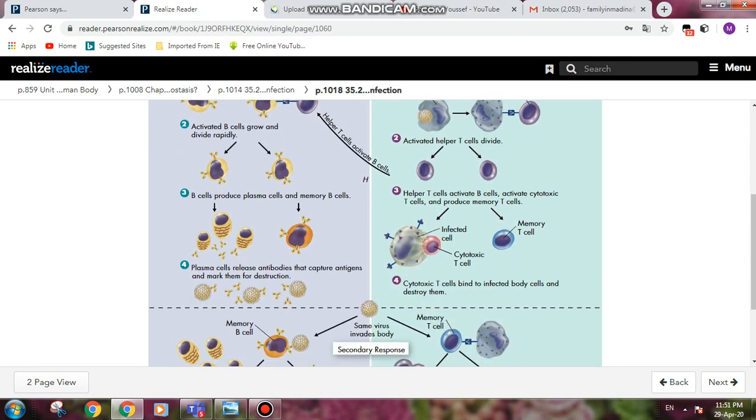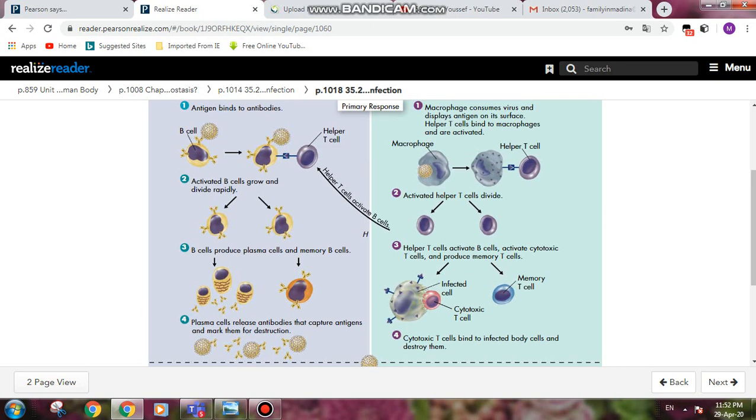When the B cells divided, they produced two types of cells, plasma cells and memory cells. Here the helper T cells will also produce two types of cells, cytotoxic T cells and memory cells. So whenever the activated helper T cells divide, they produce cytotoxic T cells and memory cells. And they have a third function: they activate the B cells to produce more antibodies, more plasma cells, and more memory B cells.